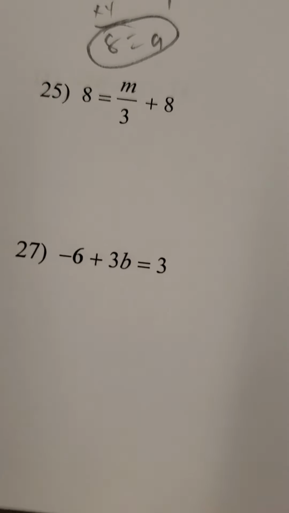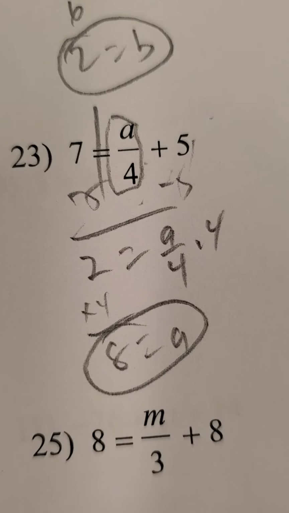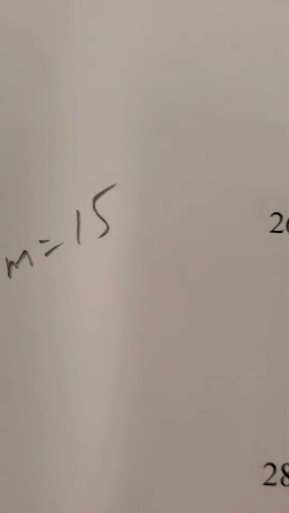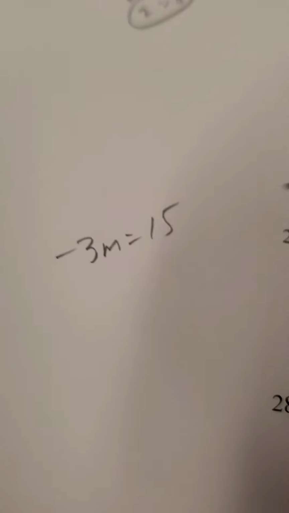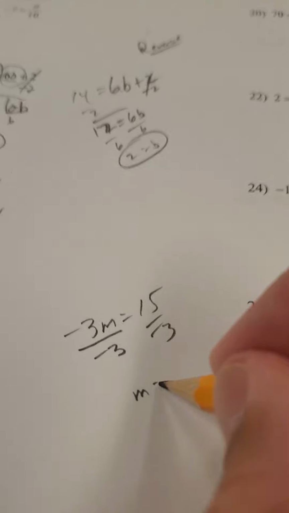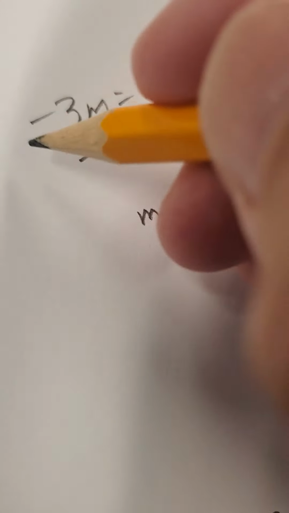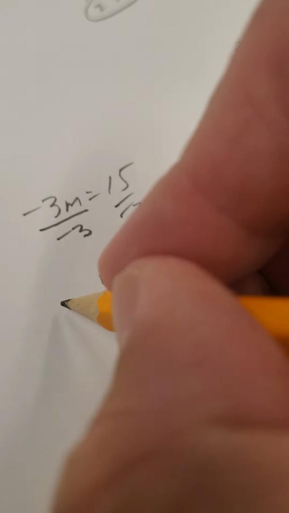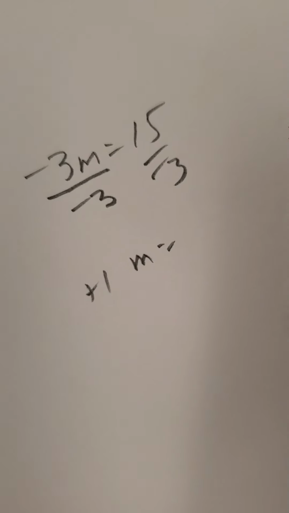Just a reminder again, if I have a negative 3m, I divide by negative 3, not positive 3. You want that to cancel to a positive 1. That's why you have to divide by the negative.